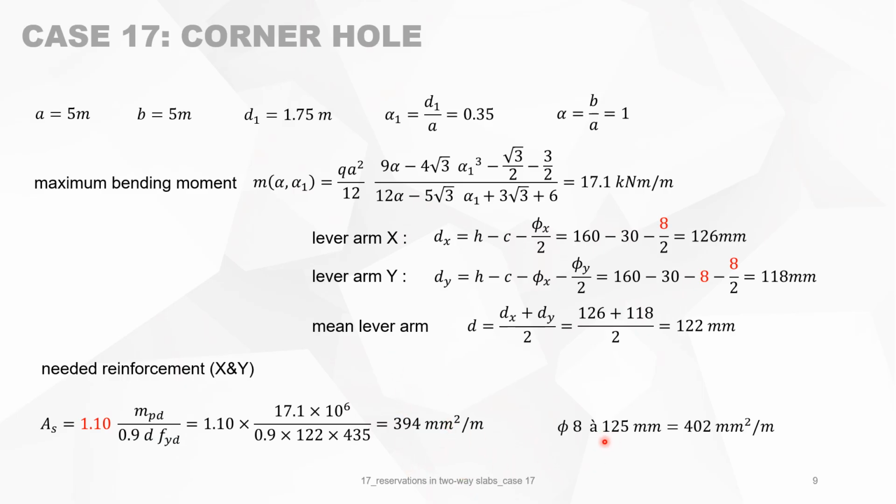This means 8 diameter 8 per meter, and gives you 402 square millimeters per meter. So you see that you can very quickly reinforce a slab with a reservation like that.